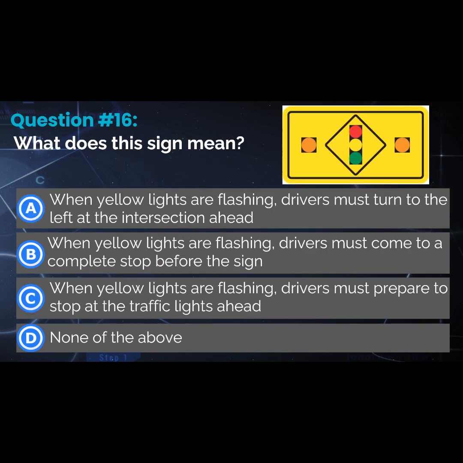Question 16. What does this sign mean? A. When yellow lights are flashing, drivers must turn to the left at the intersection ahead. B. When yellow lights are flashing, drivers must come to a complete stop before the sign. C. When yellow lights are flashing, drivers must prepare to stop at the traffic lights ahead. D. None of the above.